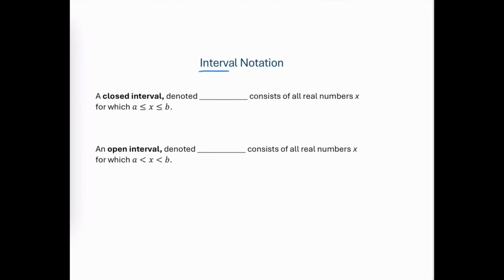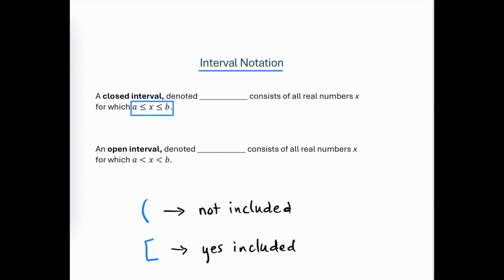When expressing a set of numbers using interval notation, we'll be using parentheses and brackets. Parentheses are used when the element that either starts or stops an interval is not included in the set, and brackets are used when that element is included.